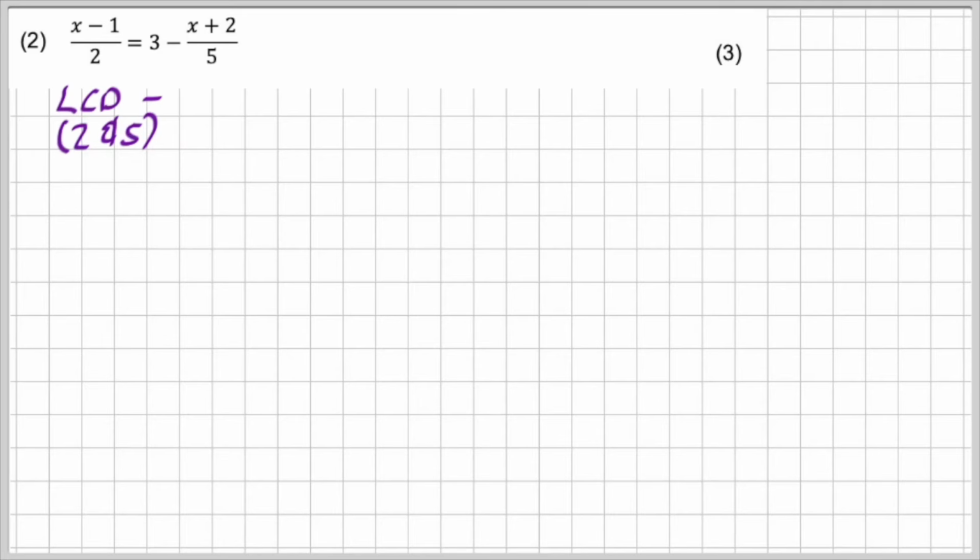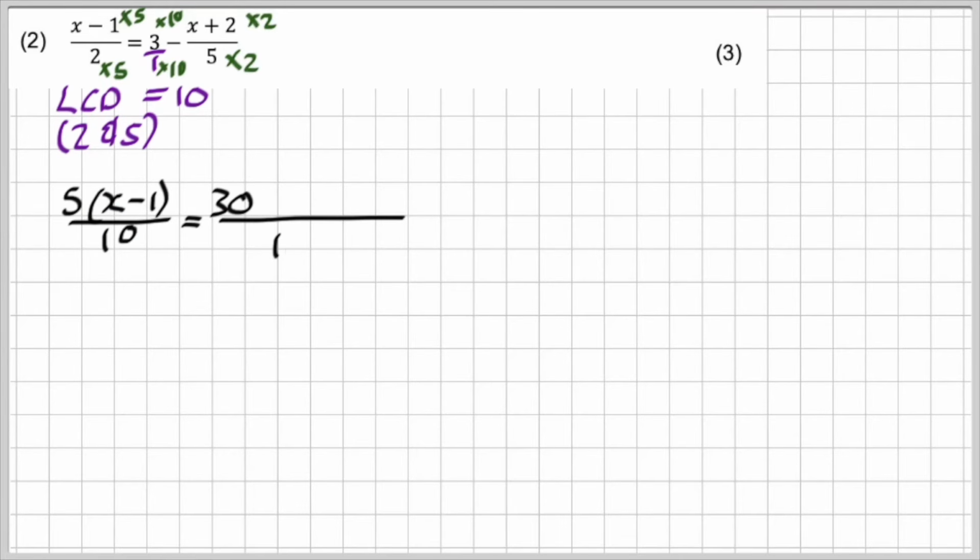Now, what's the LCD of 2 and 5? 10. So if I look at this, I'm going to make my denominators 10. So the first one I've got to times by 5 over 5. The 3 I've got to times by 10 over 10. And the x plus 2 over 5 I've got to times by 2. And here comes a very interesting little tidbit that I'm going to tell you that you can use for your own future.